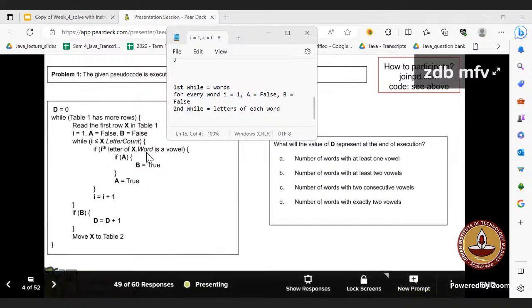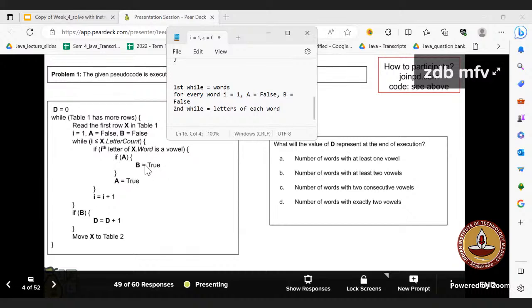So if the first letter is a vowel and the second letter is not a vowel, if it is a consonant, then what will happen? If the ith letter of x.word is a vowel, you will check if A is true, and if the second letter of your word is a consonant, then what will happen? Then we come out of the loop. Condition not satisfied, it will jump. I equal to I plus 1 will happen. Jump into the third letter. If the third letter of the word is a vowel, then what will happen? We go into the if blocks, B is equal to true also will execute, no?